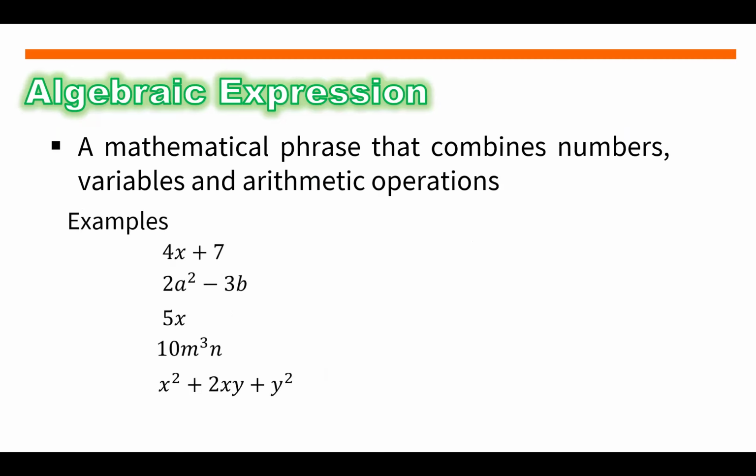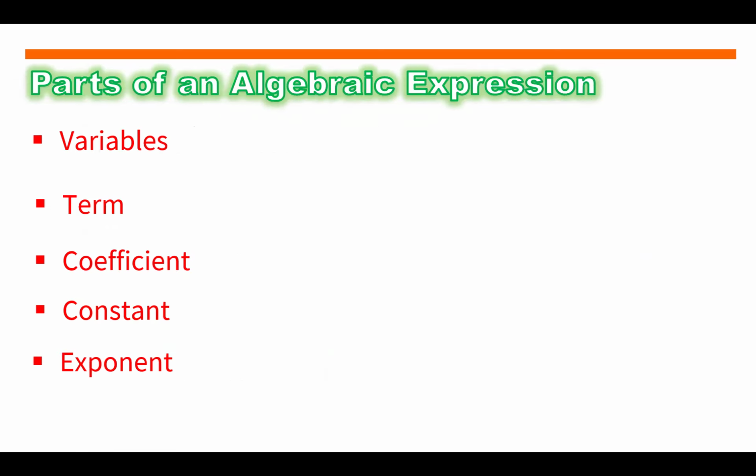So we have different examples like 4x plus 7, 2a squared minus 3b, 5r, 10m cubed n, x squared plus 2xy plus y squared. These are examples of an algebraic expression. Let's study the different parts of an algebraic expression. We have variables, term, coefficient, constant, and exponent.